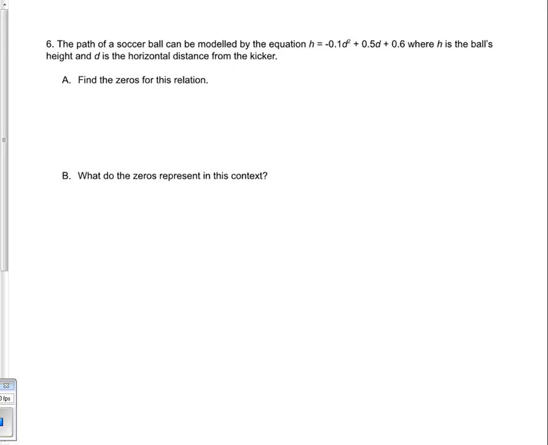One thing to be aware of is that this equation is actually written in standard form, ax squared plus bx plus c. So one of the things that we need to do is factor this into factored form so that we can figure out the zeros. So if we're going to do that, we've got h is equal to negative 0.1 d squared plus 0.5 d plus 0.6.